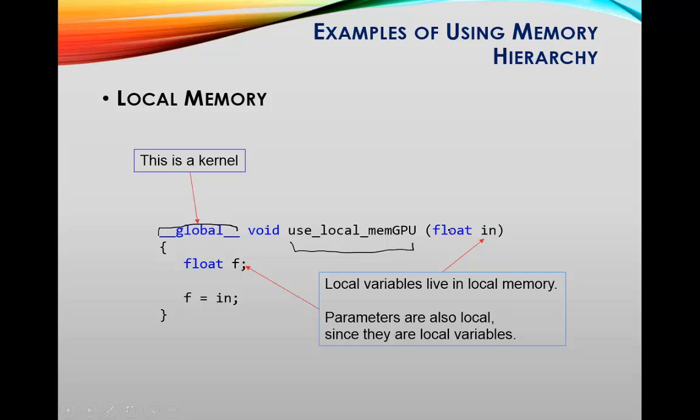So, for example, if you pass a parameter by value, basically passing a local float variable, that will be local memory. Also, the variables that you define with just normal variable definition in C++ within your kernel are going to be local memory. So local variables are local memory. Parameters that are passed by value are also local memory.